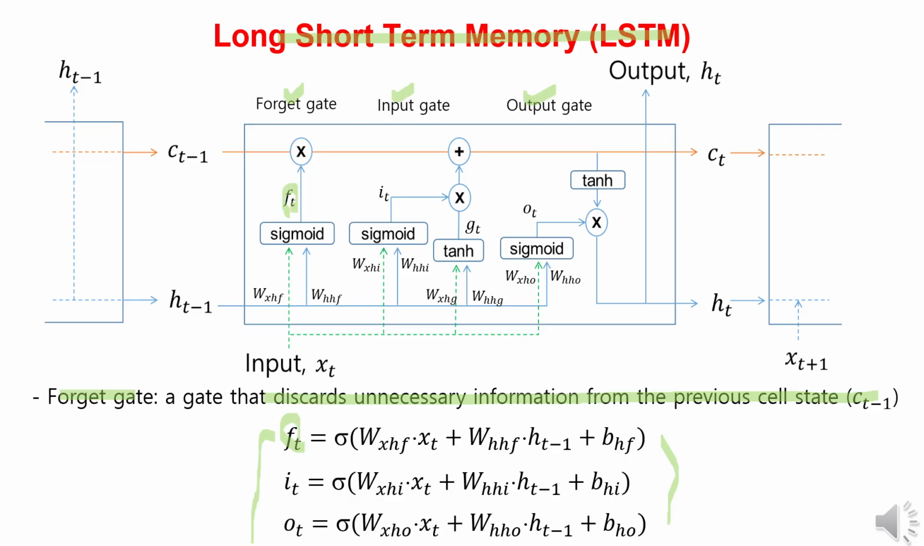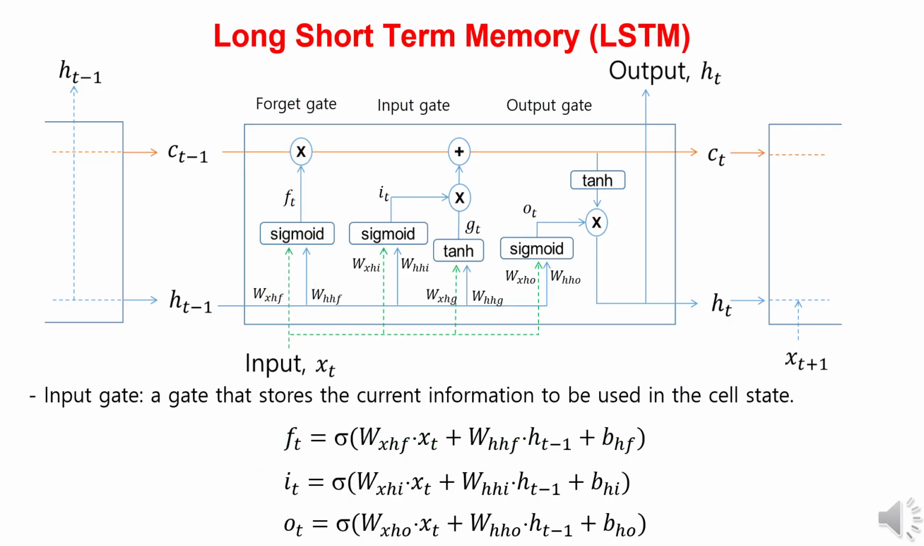The current input, x_t, is multiplied by its corresponding weight. The previous hidden state, h_{t-1}, is multiplied by its weight, and a bias is added. The result is passed through a sigmoid function, producing a value between 0 and 1. This value, f_t, is then multiplied by the previous cell state, c_{t-1}, to determine which information to forget.